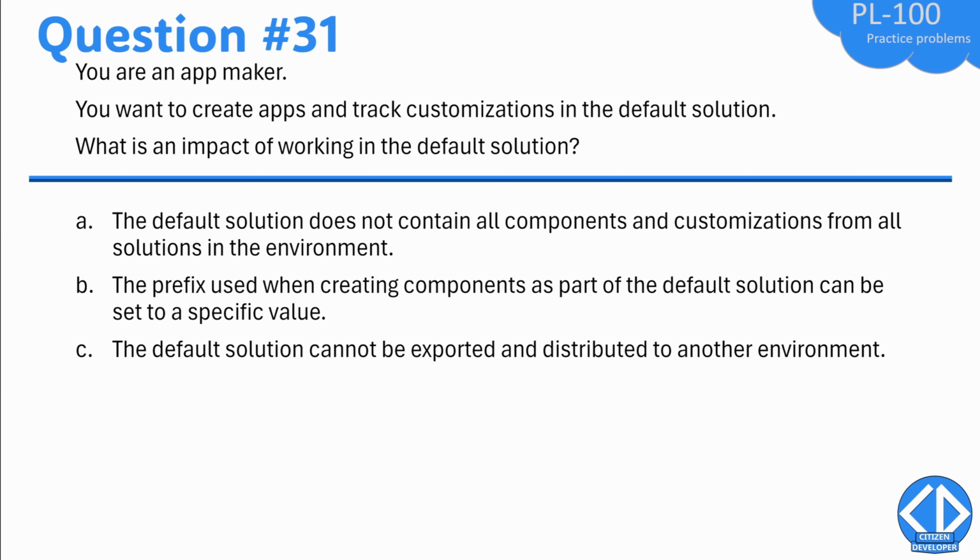B, the prefix used when creating components as part of the default solution can be set to a specific value. That is not true as well. That can be done on custom solutions, the ones you build, but on the default solution, you can't change the prefix. So that crosses off A and B and leaves us with C. The default solution cannot be exported and distributed to another environment. That is correct. You have to just add all of the components to another solution, and then you can export that as a managed solution.